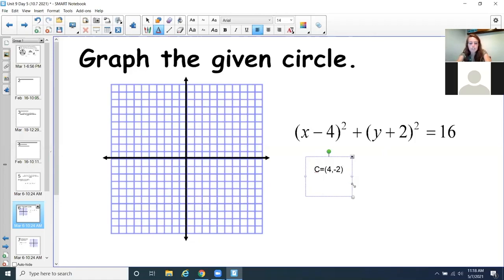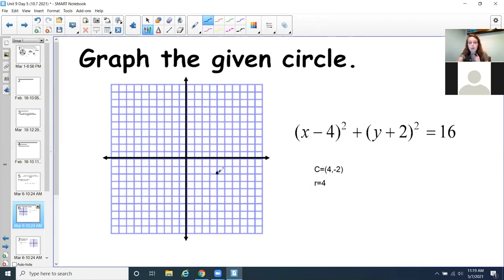So we know our center. What is our radius? Good. Yeah, it's the square root of this here, so 4. How we're going to graph this is real easy. All we got to do is find our center. So we'll go right 4, 1, 2, 3, 4, and down 2.